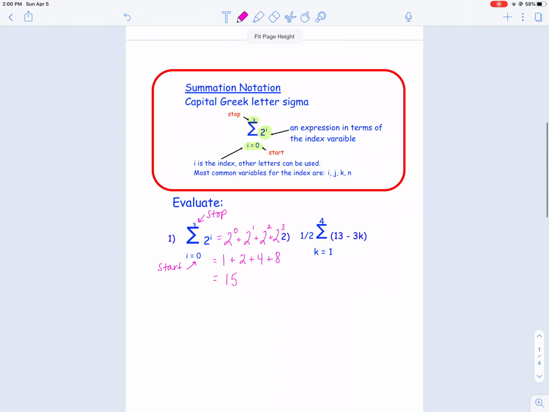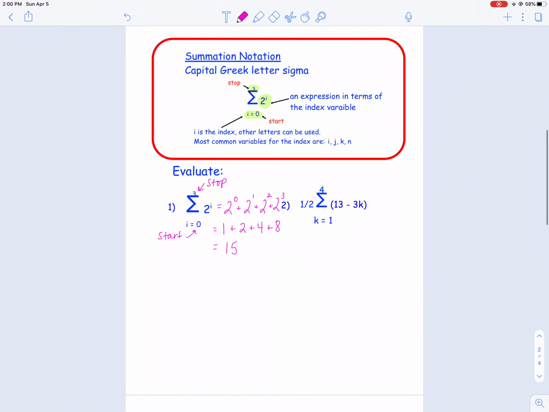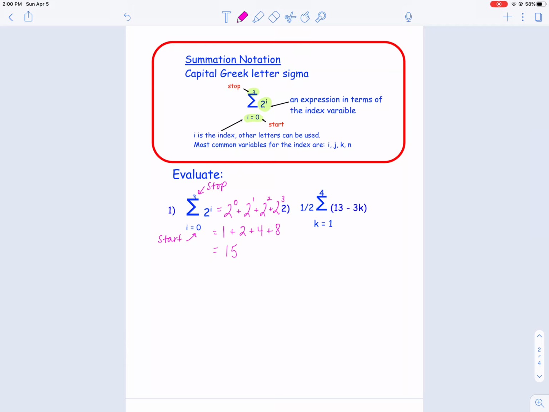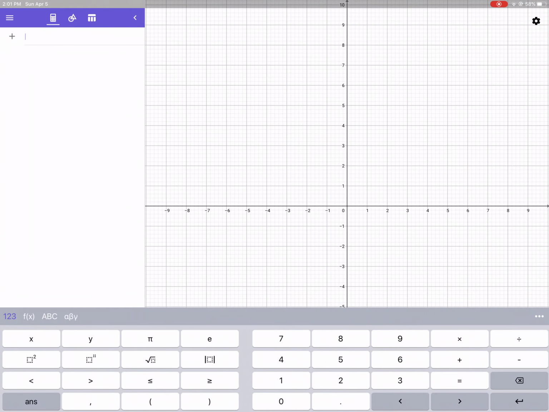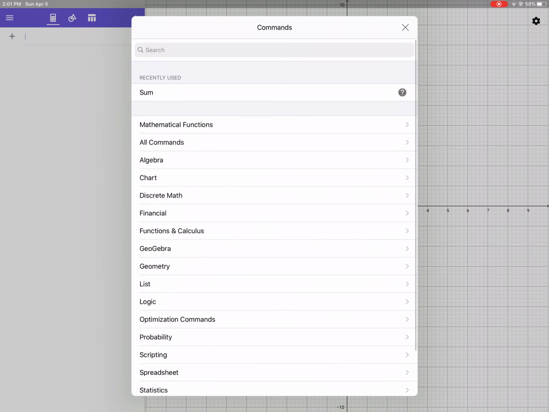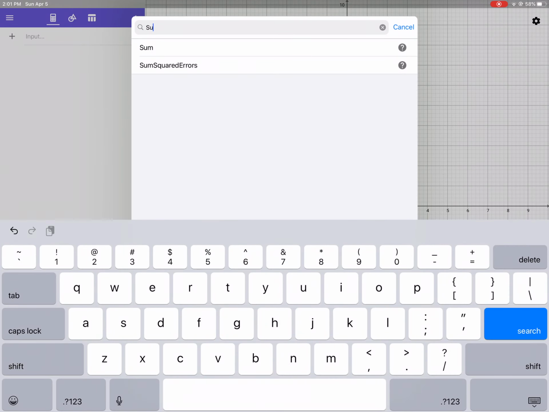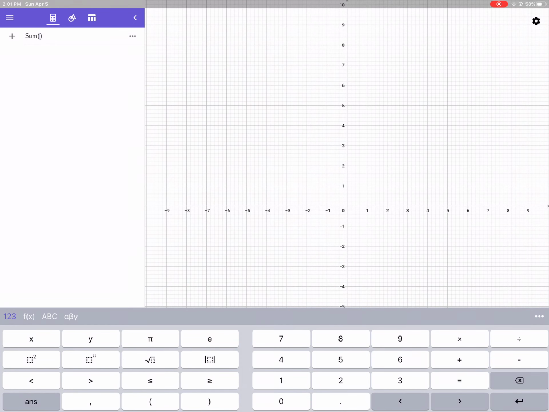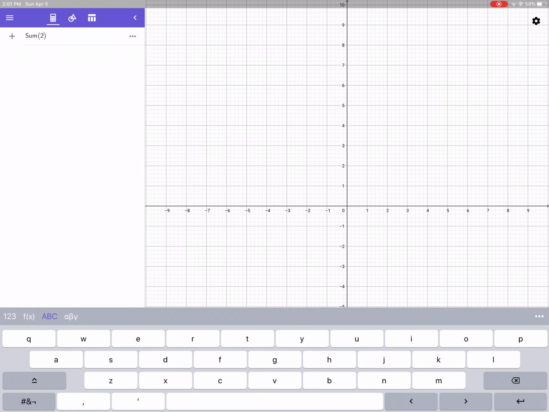So let me show you how you can do this in the calculator. You guys can go into GeoGebra and into your calculator to do this. So watch what I'm going to do. If I go into the calculator and I tap on those 3 dots, mine's there because I recently used it, but you're going to type the word sum. Everybody sees that? And next to the word sum, you are going to put in the expression first. So I'm going to type 2 to the I. That's my first term, 2 to the I.